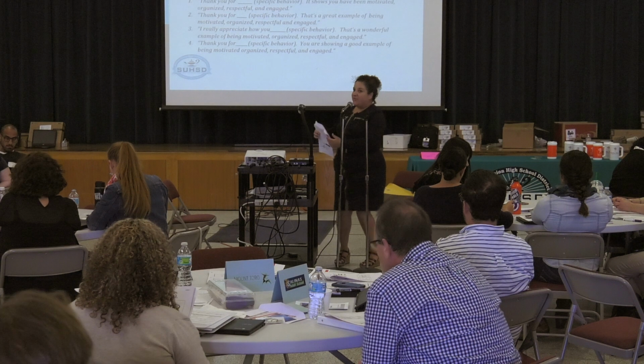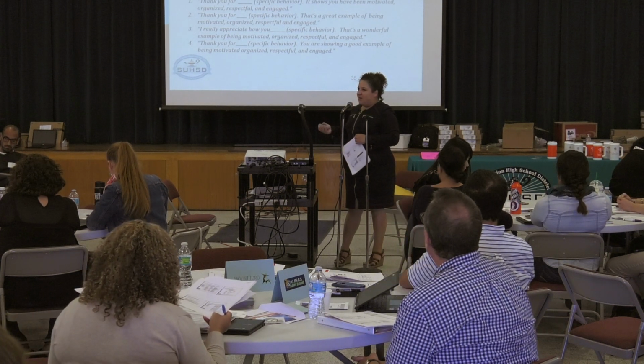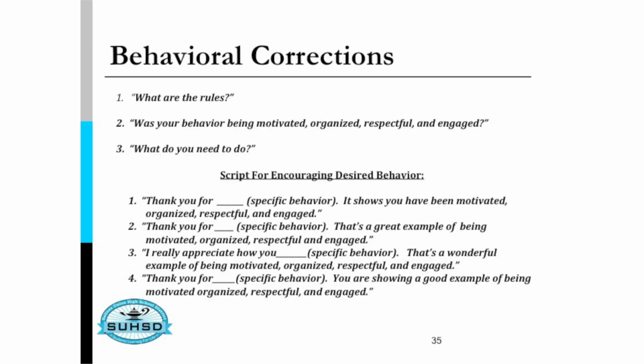When we do have to correct a behavior, some things you might want to tell a student or ask them are: What are the rules? What are the school-wide rules? For this particular school, it was be MORE: motivated, organized, respectful, engaged. So was your behavior motivated? Was it engaged? Was it respectful? And then what do you need to do? Just redirecting them. Those are some ways you might want to correct behavior.